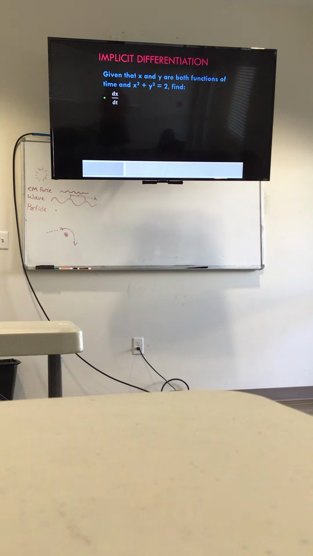Well, the first step, just like we did in the last question, was we calculated the differential of every single piece. So I start the exact same way with my 2x dx plus 2y dy equals 0. This question is asking me to find dx over dt. So what do I need to divide by in order to calculate dx over dt? You divide by dt. I'm going to divide by dt, because that's what I have in the denominator for our derivative.